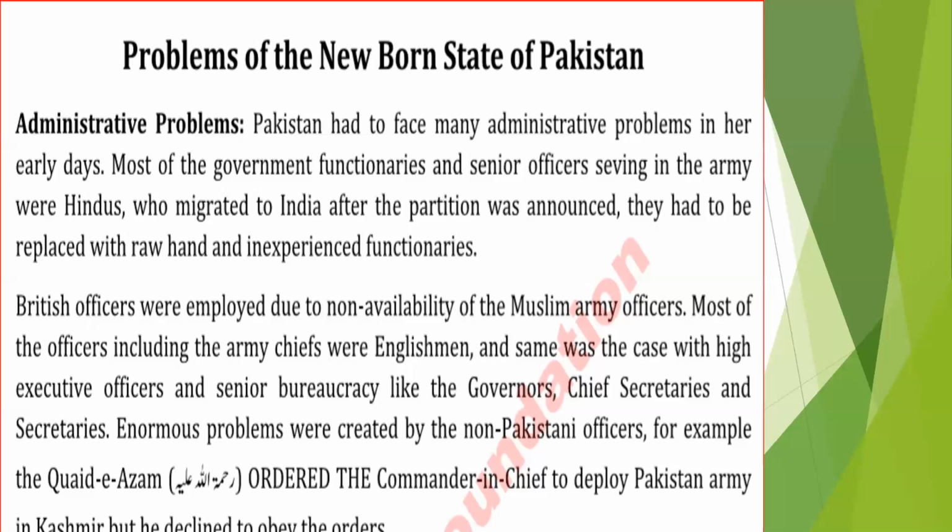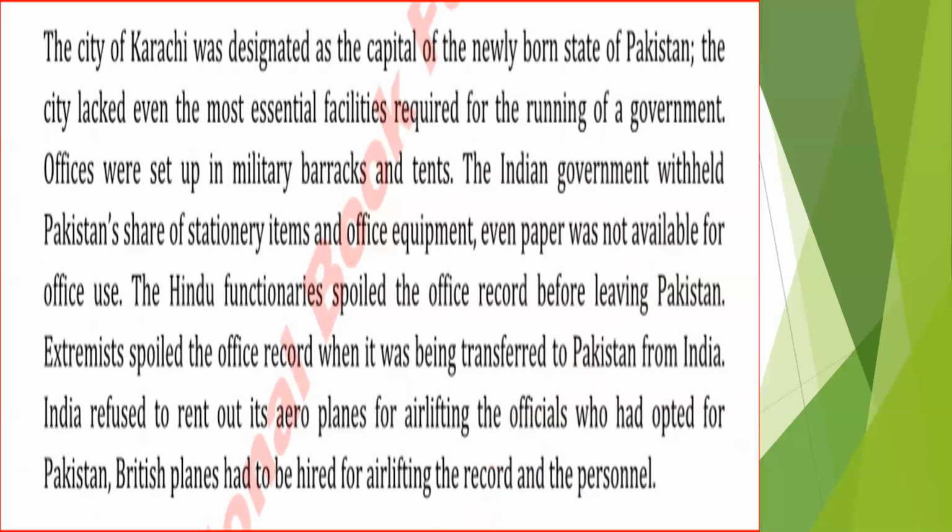The city of Karachi was made the capital of Pakistan. The city lacked even the most essential facilities required for the running of the government offices. There were no proper buildings or places for the offices. Offices were set up in military barracks and tents. The Indian government withheld Pakistan's share of stationery items and office equipment. Even paper was not available for office use.